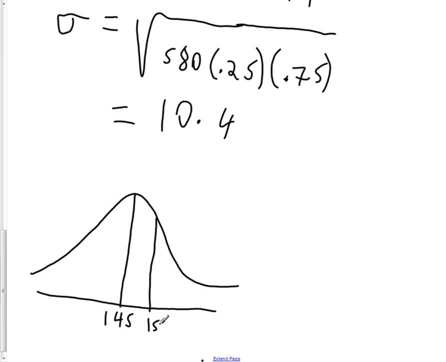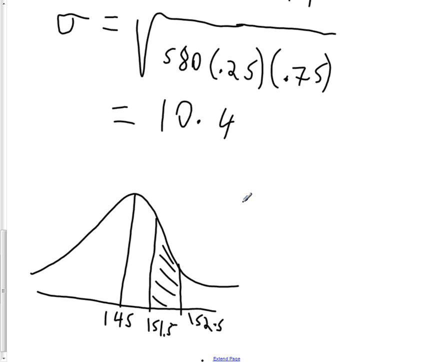So 151.5 is up here somewhere, and we also have 152.5. And what we're doing is we're looking for the area in here, right? Because that interval is representing the number 152. So we're going to convert those two numbers to z-scores, and then we're going to find the area.